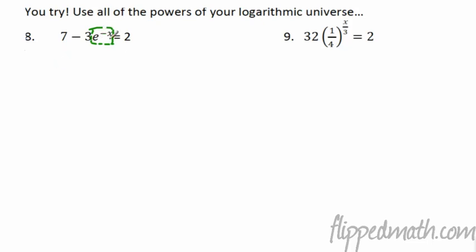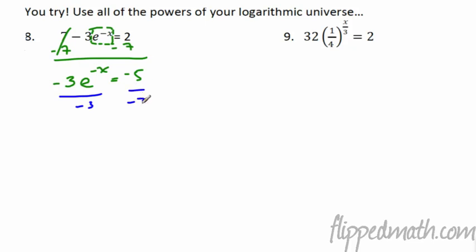Let's get that by itself first. We're going to isolate that e to the negative x. So to do that, we subtract 7 from each side. We cancel and get negative 3. e to the negative x is going to equal negative 5. Now we divide each side by negative 3. That'll isolate e to the negative x, and that'll equal 5/3. I'm just going to cancel those negatives out. So we get e to the negative x.